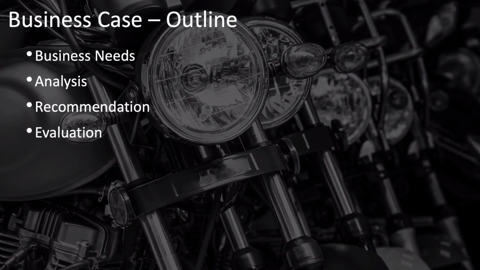Now let's take a closer look at the business case and its contents. At a high level, the project business case has 4 main sections: the business needs section, analysis, recommendation, and evaluation. We'll go through each of these 4 sections in some detail in the following slides.